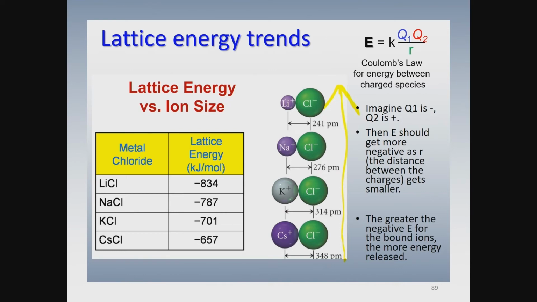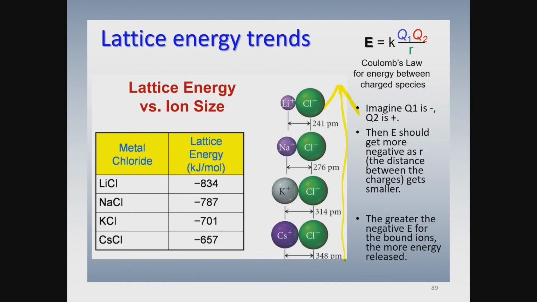So what is Q1? Q1 is the magnitude of one of the charges, say the cation. Q2 is the magnitude of the other charge, say the anion, and R is the distance between the cation and the anion when they're bound together. Here, you look carefully at the charges of these ions. The chloride ions are always a single negative charge, so we'll say that the value of Q2 is -1. The charge of the cations is also always +1, so the value of Q1 will be +1.